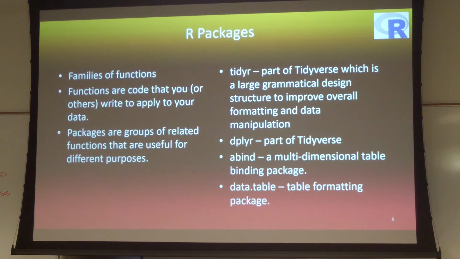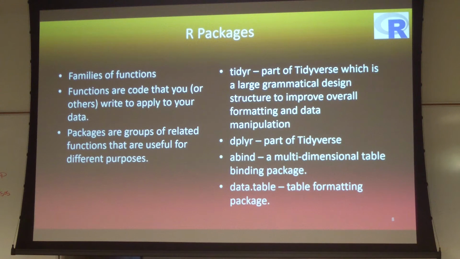So these are just a few that we'll be using today. tidyr is a part of tidyverse, which is a very large grammatical design structure. Basically it keeps your data tidy. dplyr is another part of that as well, and we'll use both of those. abind is a multi-dimensional table binding package. A common function is rbind or cbind, which means you combine data by creating columns or rows from them. abind does it across an array, so it's creating a three-dimensional matrix. And then data.table is a common table formatting package.